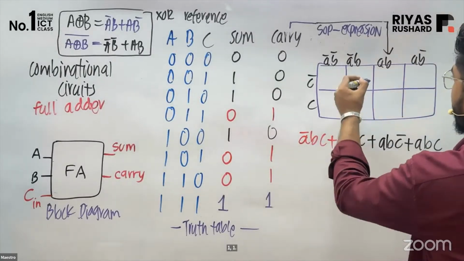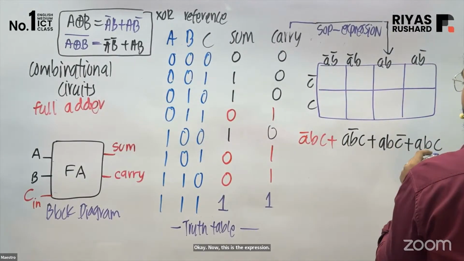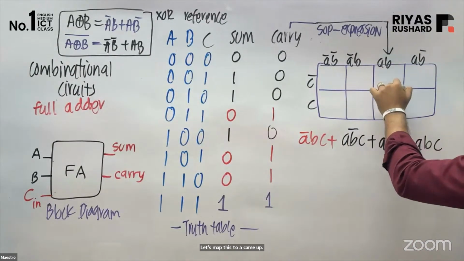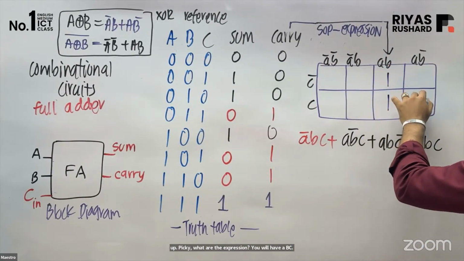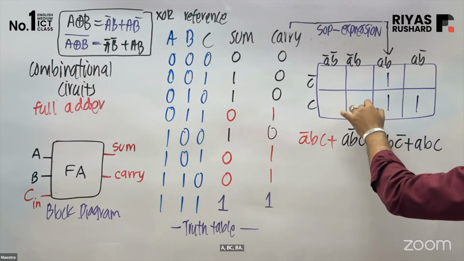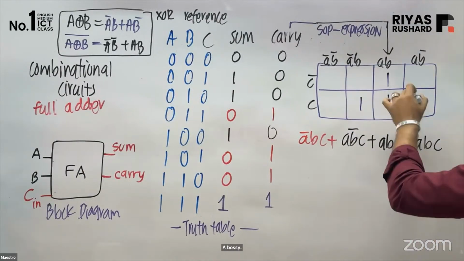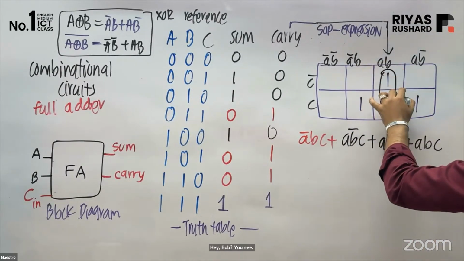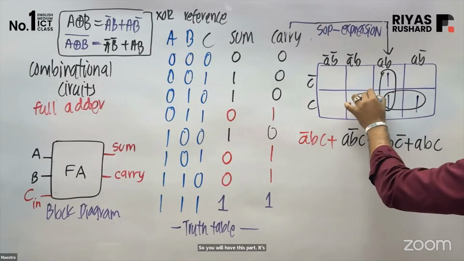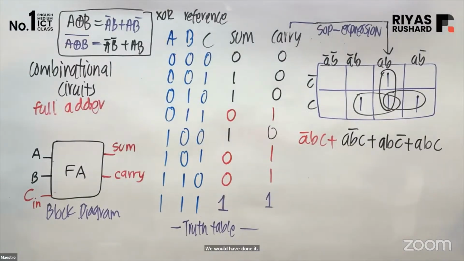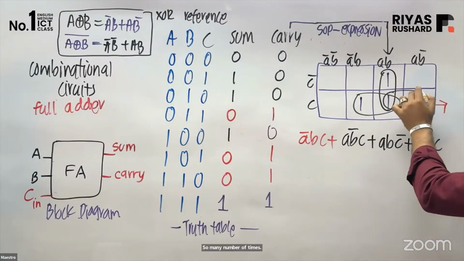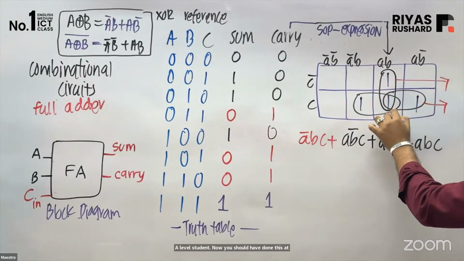Let's map this to a K-map. In the K-map, what are the expressions you will have? A, B, C, A, B, C bar, A, B bar, C, A bar, B, C. So you will have this part. It's a quite famous one in A level. We would have done it so many times. A level students, you should have done this at least once or twice.